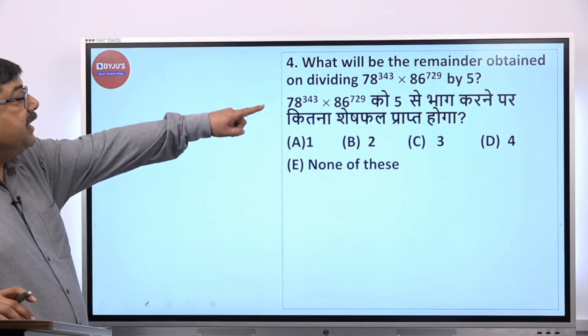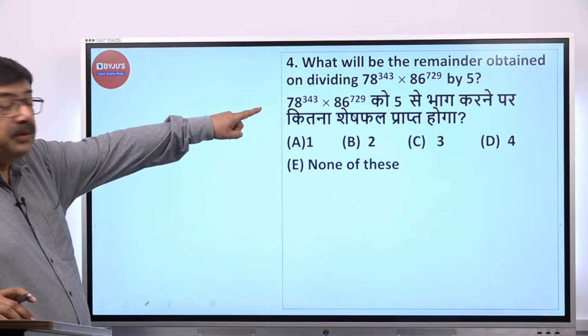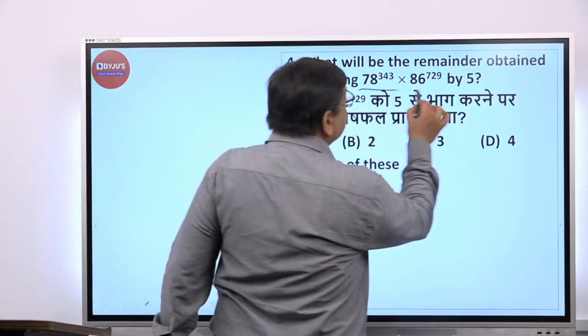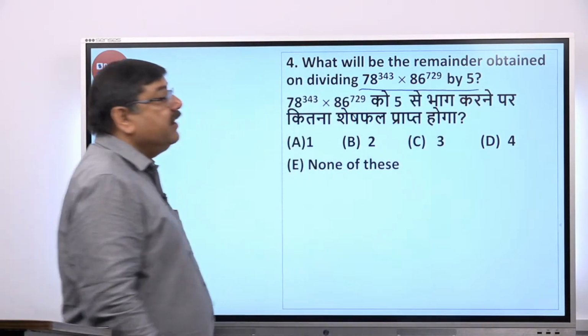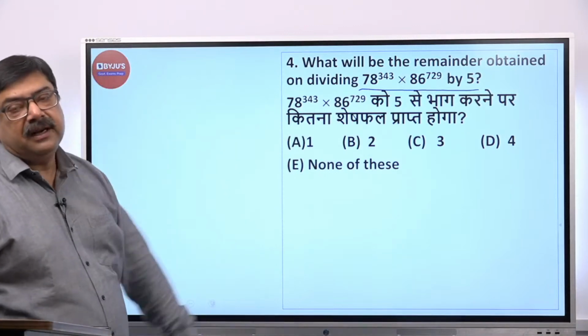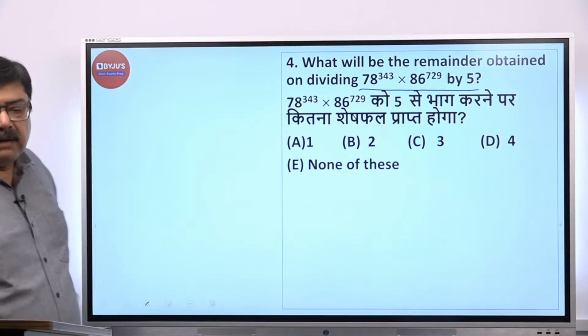Now see, what will be the remainder obtained on dividing 78 raised to 343 into 86 raised to 729 by 5? Now please try and find it out very fast. Come on guys, hurry up.